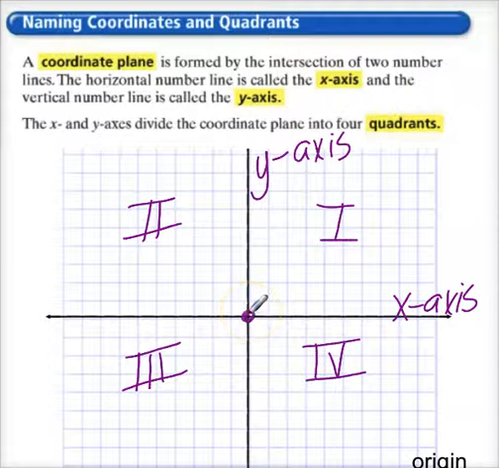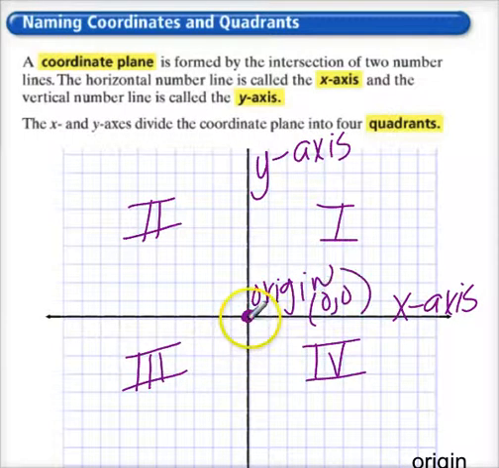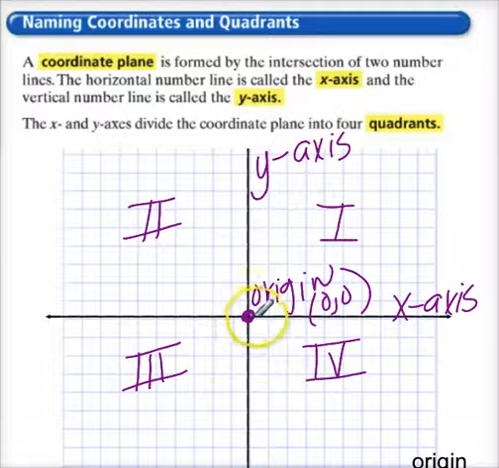In the very middle is what we call the origin. The coordinate point for this origin is 0, 0. Because we haven't moved any on the x-axis and we haven't moved any on the y-axis, we're right at 0, 0.